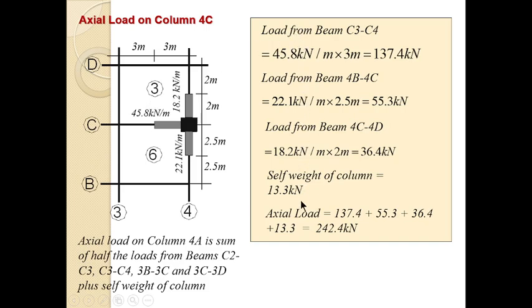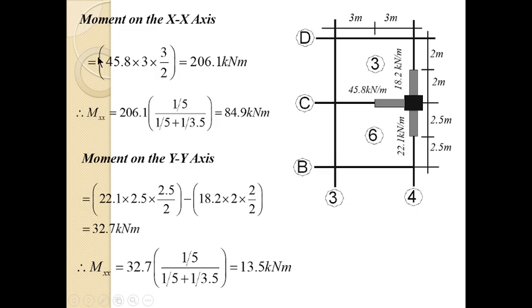You calculate the axial load just the way we did the other one. And then for the moment, you will notice that in the xx direction, because the beam is only from one side, we only have this. We don't have a minus any other one because there is nothing at the opposite side. So the moment there will be 206. Now divide it in the ratio of their 1 over L. So that gives you this.